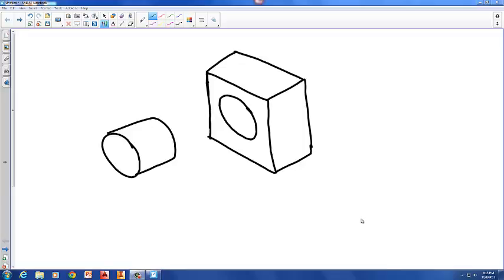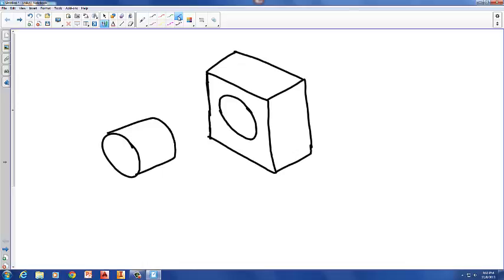In this video, I want to talk about calculating a fit between two mating parts. In this case, what we have is a hole through a part over here, and then we have a cylinder that we would like to fit into that hole. Alright, so let me erase out those little marks that I just made right there so we can get started on this.